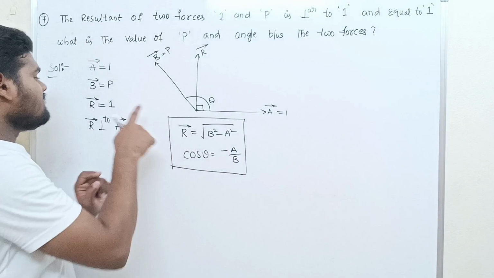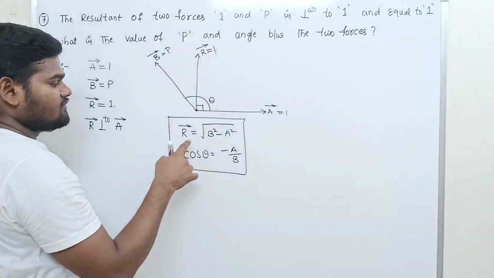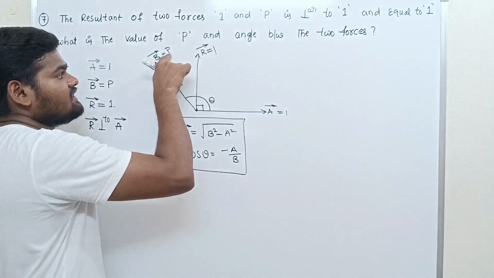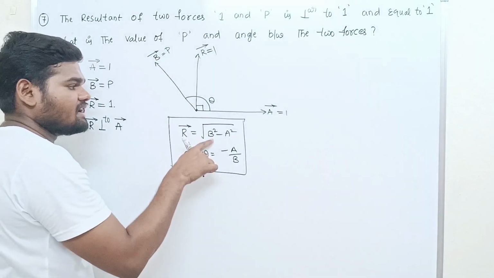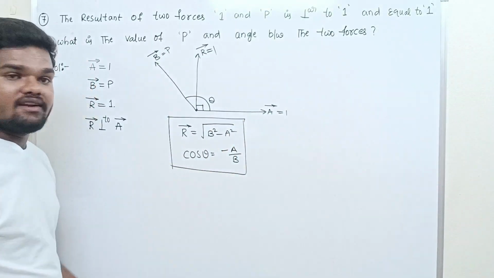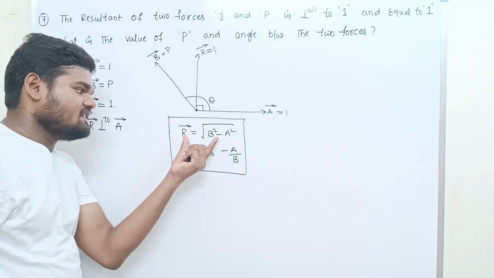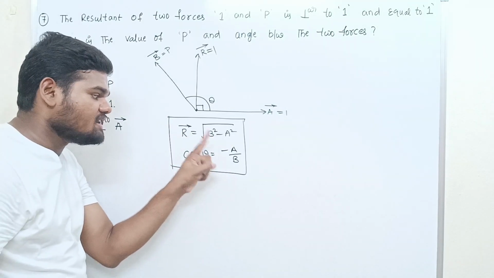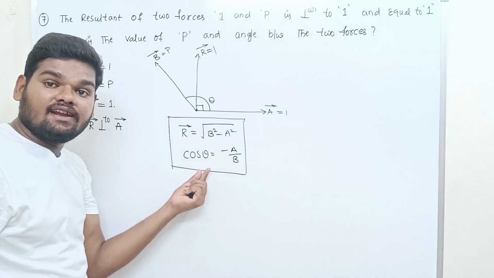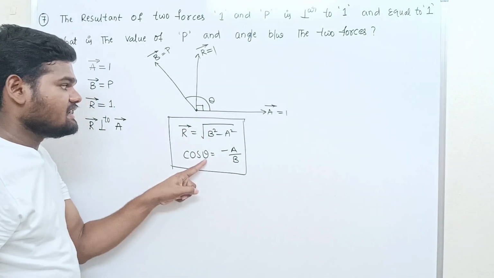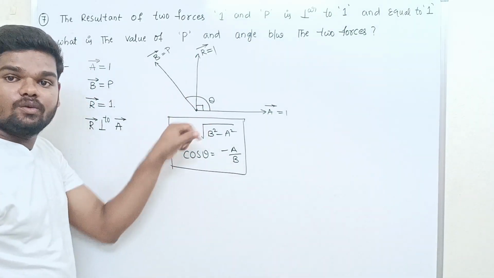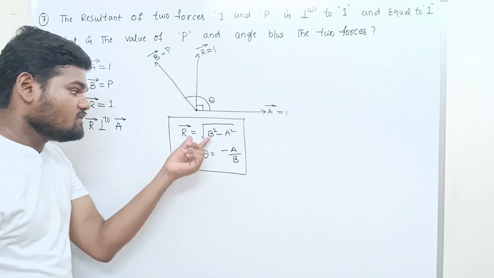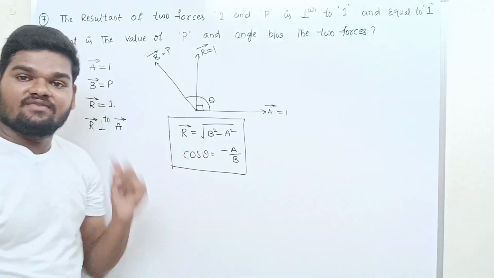They are given the value of R bar as 1. They are asking to find the value of P, that means the B bar vector. They are given the A bar vector, so just substitute these values in this equation and you will get the b value. After getting the b value, substitute here and you will get the theta value. Theta is nothing but the angle between the two vectors. So by using these two formulas, you can do the problem like this.